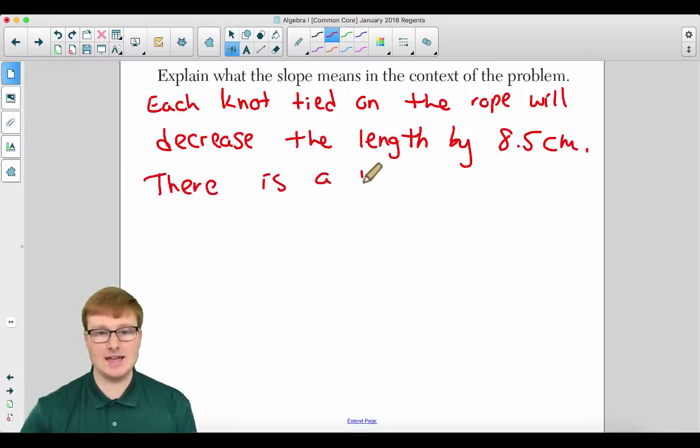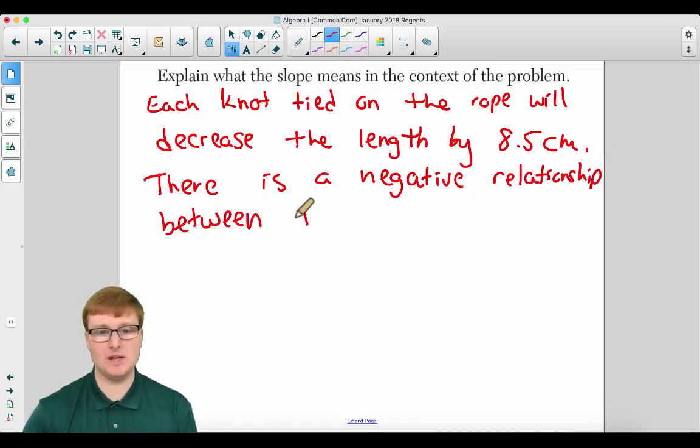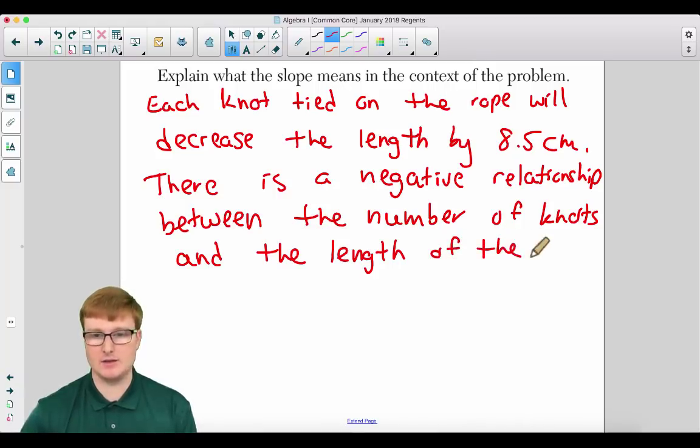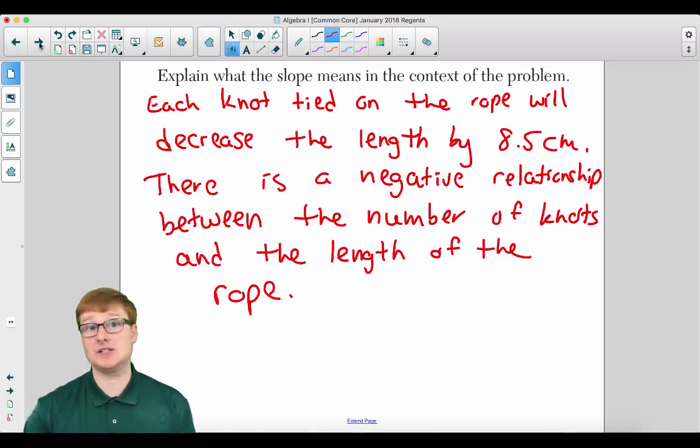There is a negative relationship between the number of knots and the length of the rope. Well, that makes sense because every time you tie a knot, the rope's material is still there, but the length is getting smaller. That's how you answer that question.